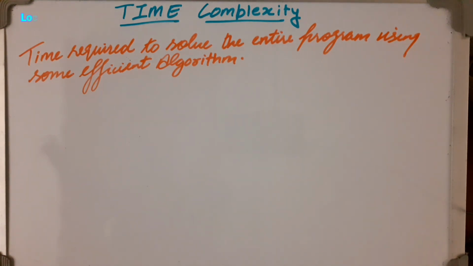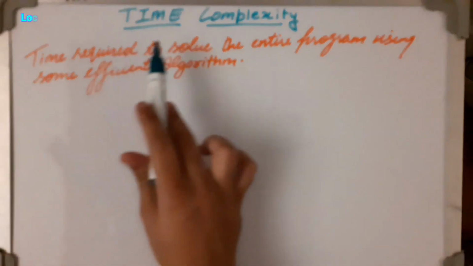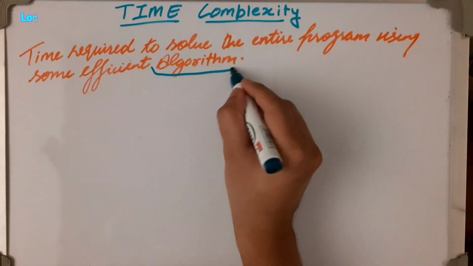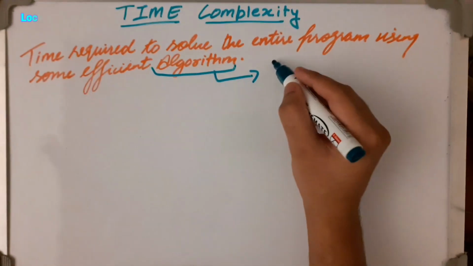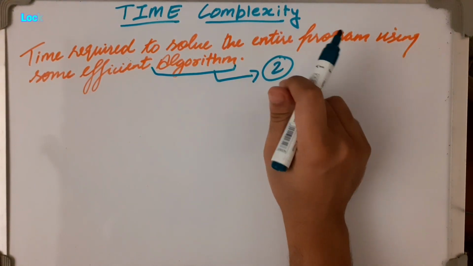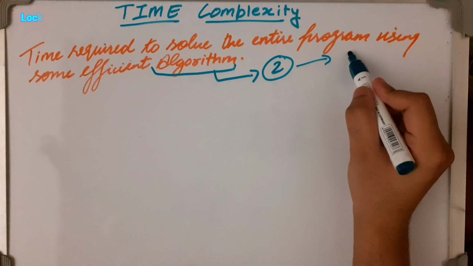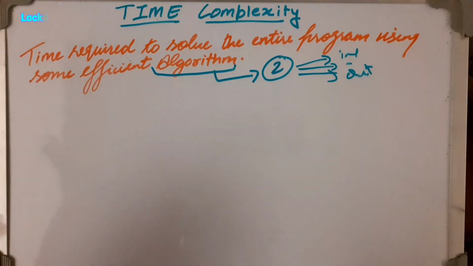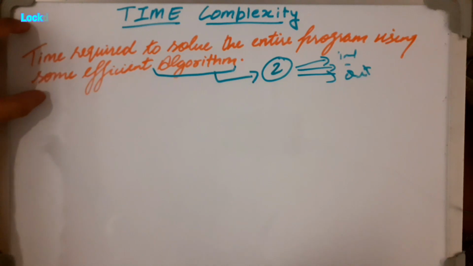First, we are moving on to the definition. Time complexity is the time required to solve the entire program using some efficient algorithm. For algorithm, we have a video, kindly watch it. It's video number 2. It explains that an algorithm is a step-by-step process: step 1, step 2, step 3, like taking input, then adding numbers, and then output. We are not going deep into that. Now you know that time complexity is the time required to solve the entire program using some efficient algorithm.